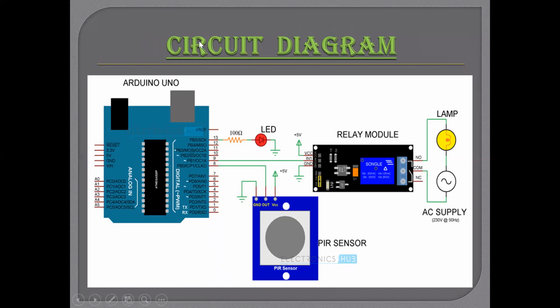Now let's have a look at its circuit diagram. This is the Arduino. This is the PIR sensor. It has 3 pins. This pin is ground. This VCC is used for the plus 5 volt power supply, and the out pin of the PIR sensor is connected to pin number 8 of the Arduino. Pin number 9 of the Arduino is connected to the relay module.